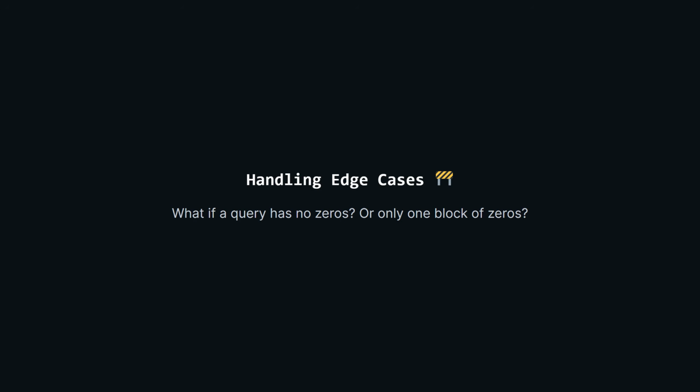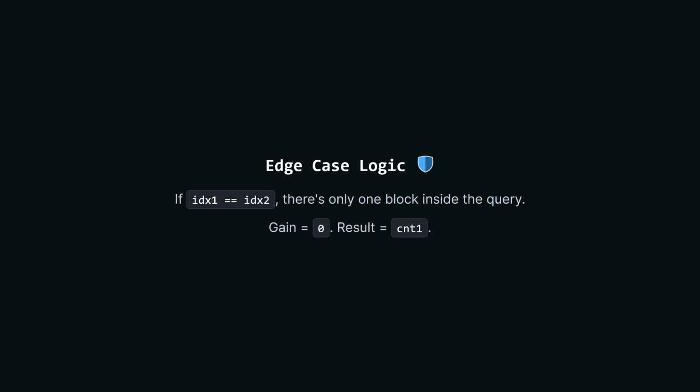If a query window contains 0 blocks of zeros, or just a single block of zeros, then no valid trade can be made at all. In our code, if the index of our left boundary block equals the index of our right boundary block, it means only 1 block exists in the window. We can't combine 2 blocks if we only have 1, so the best gain is 0, and we just return the original count of ones.